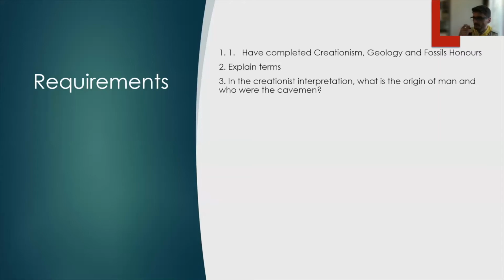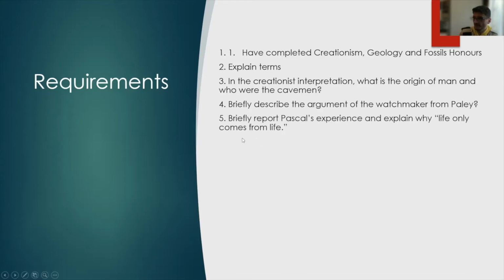Then we need to find what is the origin of man and who were the cavemen from the creationist perspective, basically from what the Bible says. We need to briefly describe the argument of the watchmaker from Paley. Then we need to write a report on Blaise Pascal experience and explain why life only comes from life.